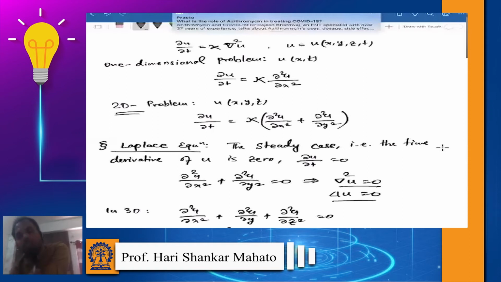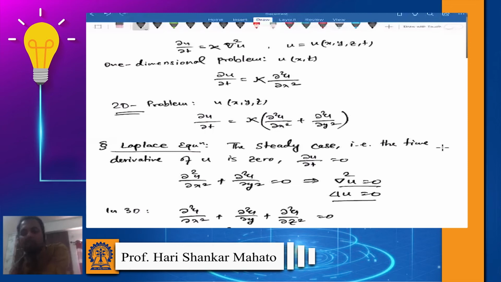In case of 2D, your Laplacian is del square by del x square plus del square by del y square. So it depends whether you are considering a 2D situation or a 3D situation, based on which you will obtain a certain Laplacian. In case of 1D, it is just del square u by del x square. Okay, so that's how we obtain the Laplace equation. So from the heat equation, if you consider a steady case, then you'll end up with the Laplace equation.